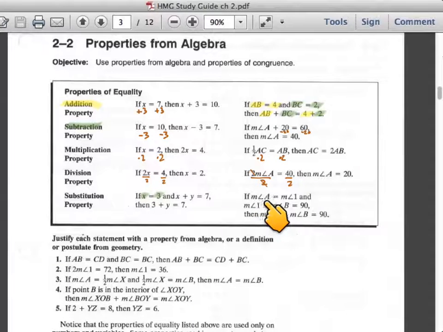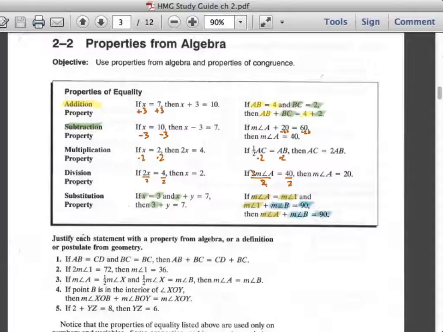Another example here, if measure angle 1 equals measure angle A, and measure angle 1 plus measure angle B equals 90, where there's a measure angle 1, I can replace it with what? Measure angle A. Why? Because they are equal. Where there's a measure angle 1, I can replace it here with measure angle A. So this new statement then is measure angle A plus measure angle B equals 90. That's called substitution. Okay, when something's equal, we can replace it with whatever it's equal to. All right, so one of the things we'll start doing here is to justify a statement with properties from algebra or a definition or a postulate from geometry.